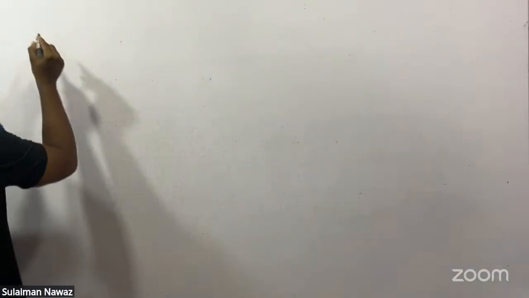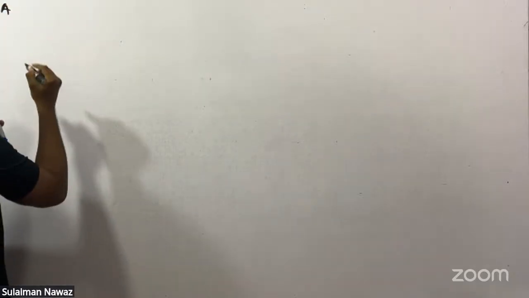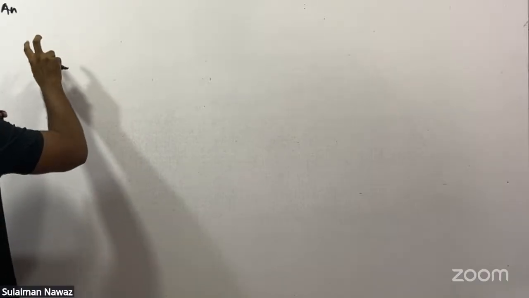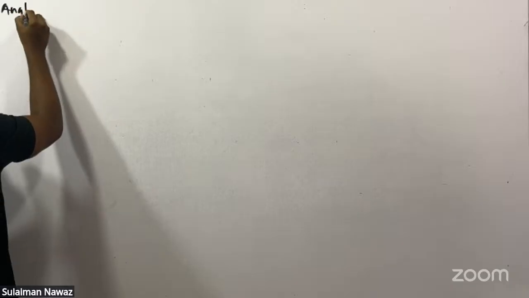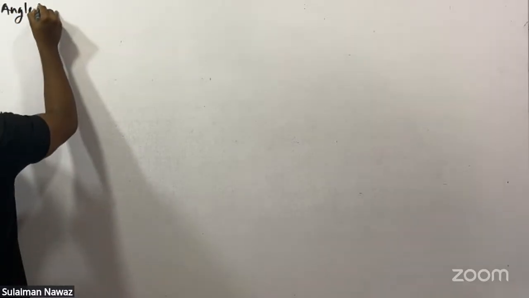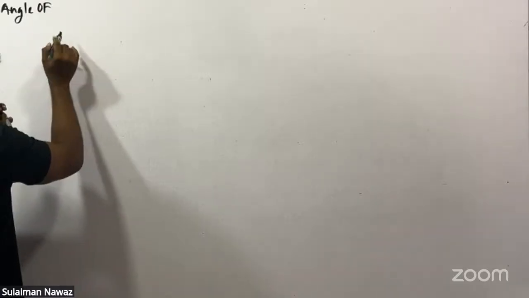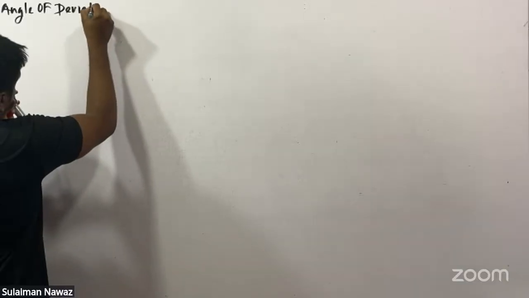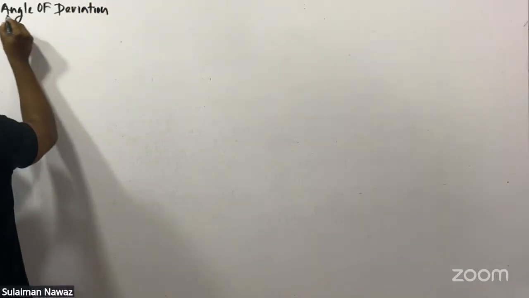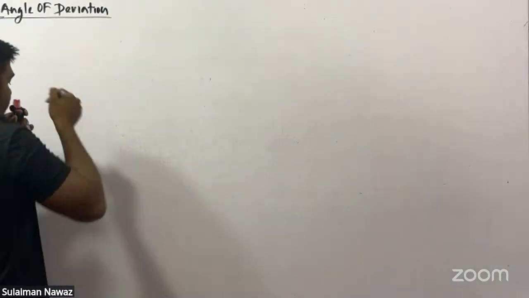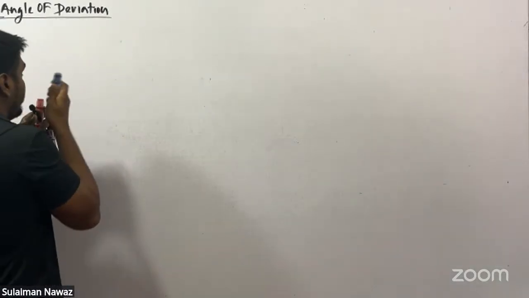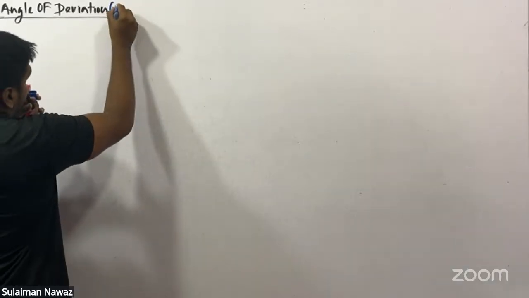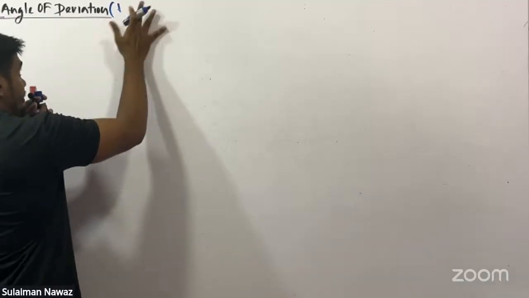Angle of deviation. Last day already I explained what is angle of deviation, but again I'll start from there and today we'll continue the story. The symbol is simple d. If it is minimum angle of deviation, the symbol is capital D. You will learn what is minimum angle of deviation in upcoming sections.